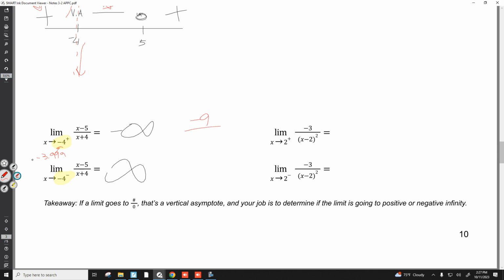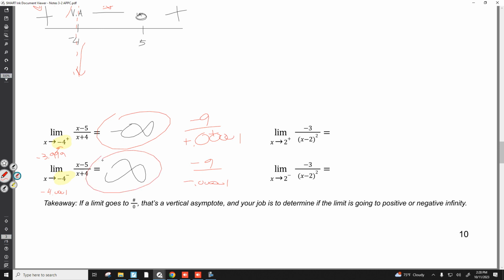If you plug in negative 3.999 and add 4, that's going to be a number that's close to 0, but positive. What is a negative number divided by something close to 0, but positive? Oh, it's going to be very, very large and negative. A different way to do it: if I'm to the left of negative 4, like negative 4.0001, subtract 5, I'm still close to negative 9. But add 4, I'm going to get a number close to 0 that's negative. Something divided by something very small is very big, but a negative divided by a negative is a positive.